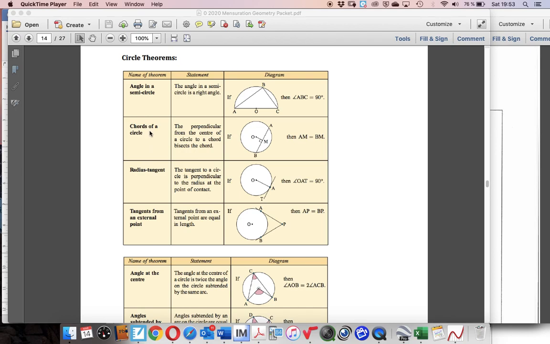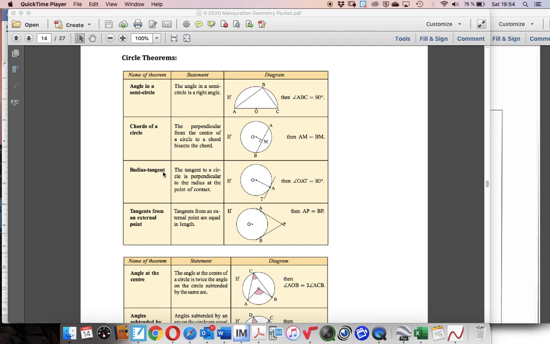Just to quickly touch on this chords of a circle, you don't really have it in your notes later on, but all it means is if you have a chord, so a line that goes perpendicular to your radius, it's always going to divide this chord into two equal pieces. And I'll scan some proofs for all of these, but for the moment we'll just take them as they are.